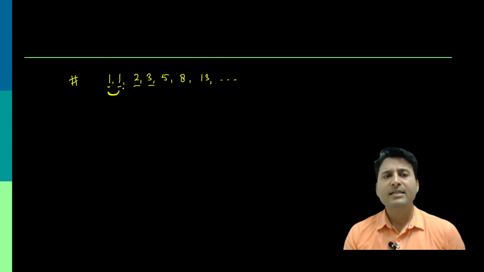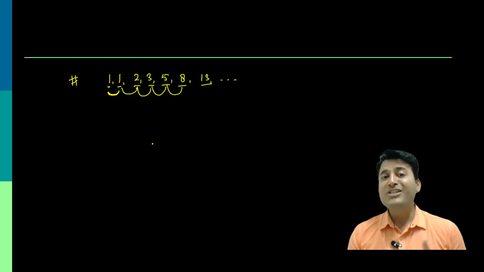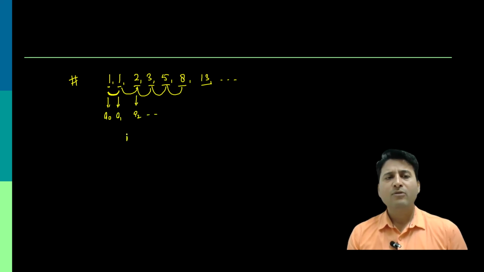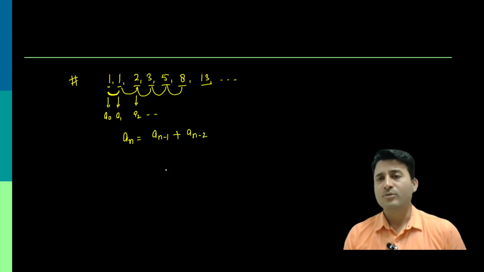Now 3 is the sum of these two terms. Now 5, sum of these two terms. Now 8, sum of these two terms. Now 13, sum of these two terms. So what relation am I getting over here? It also depends on whether we start with 0 or 1, that's totally your call. Suppose that I am starting with 0, so a0, then a1, then a2, and so on. So what can I say for an? an equals an minus 1 plus an minus 2.